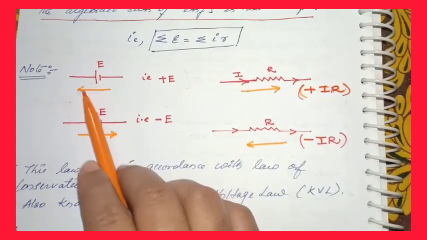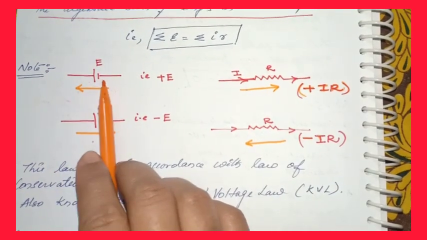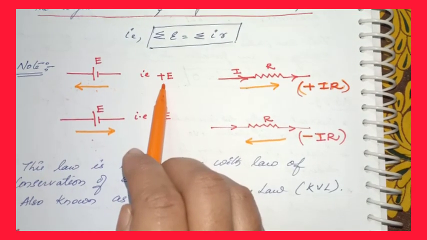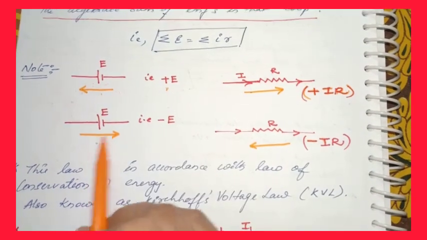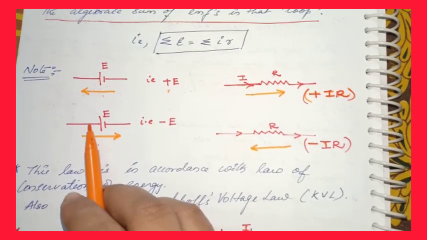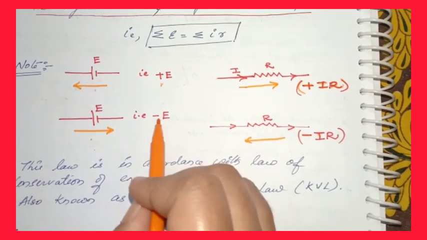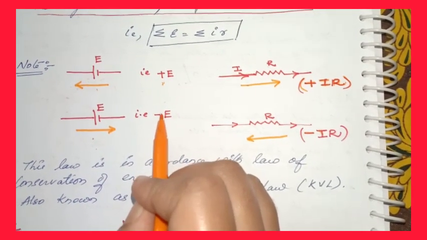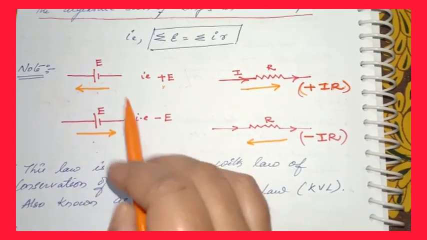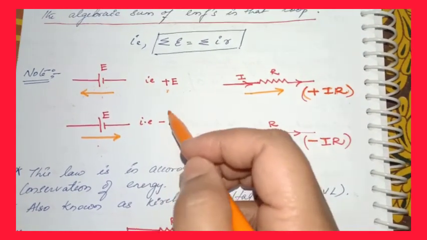So if we traverse along the direction of minus to plus terminal of any cell, then the EMF will always be taken as positive. If we take a direction which is from the positive terminal to the negative terminal of the cell through the cell, then that EMF will be considered negative. Always remember this sign convention, students. Whenever we solve any circuits regarding Kirchhoff's second law, we will be using these two sign conventions.